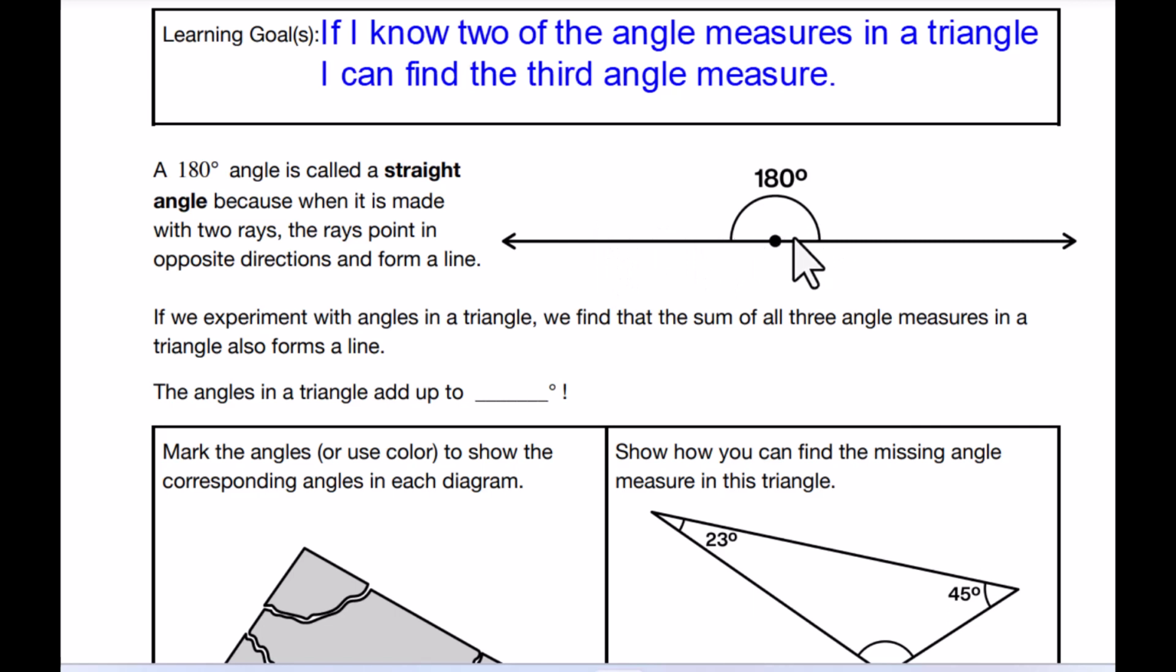We actually used what was called a straight angle today. A 180-degree angle is called a straight angle because when it's made with two rays, the two rays point in different directions and they form a line. So maybe you can see those two rays that both start at this point here. And when they're put together, they make up a straight line or 180 degrees. And we found that if we experiment with the angles in a triangle, the sum of all three angle measures in a triangle also forms a line. In other words, the angles in a triangle should add up to 180 degrees.